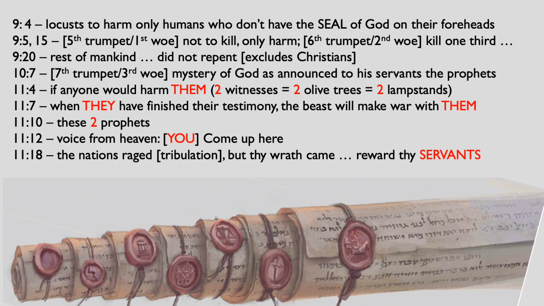If you continue reading in verse 6, it says, they have power to shut the sky that no rain may fall during the days of their prophesying, and they have power over the waters to turn them into blood. These are the two witnesses, of course. And they have power to smite the earth with every plague as often as they desire. And when they have finished their testimony, the beast that ascends from the bottomless pit will make war upon them. Who is the them? Well, the them refers to the Christians. The two witnesses refers to the Christians. They are several images to refer to the same group of people.